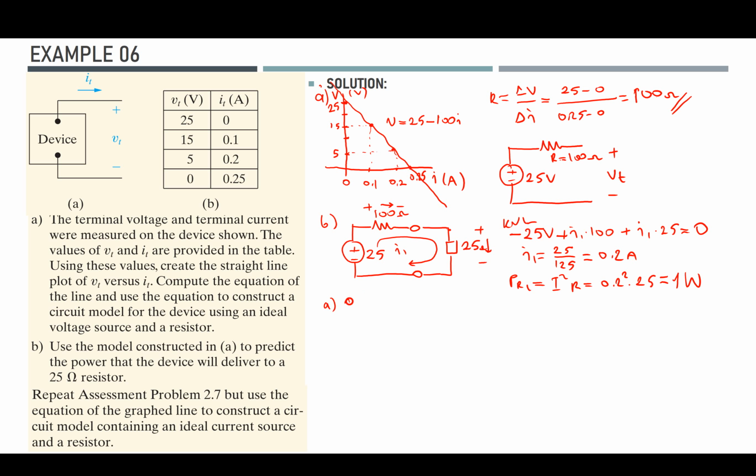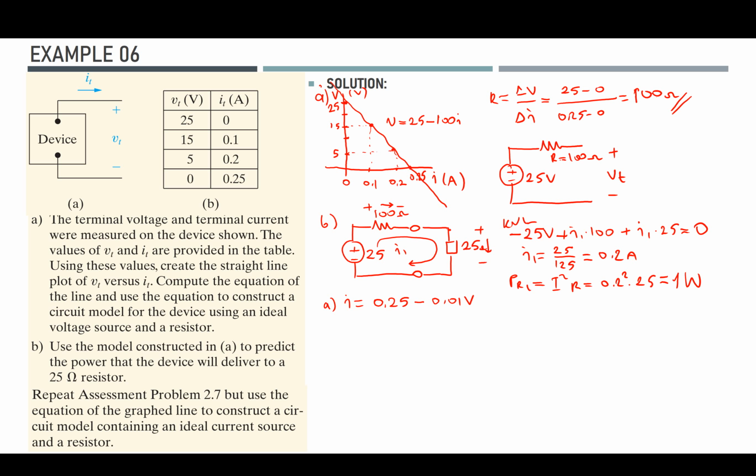We can rewrite the line equation, in this case, as I equals 0.25 minus 0.01 volts. I can easily construct it from the line equation, and from there I can simply calculate the R value again, which is going to be the same because the slope of the line will not change.